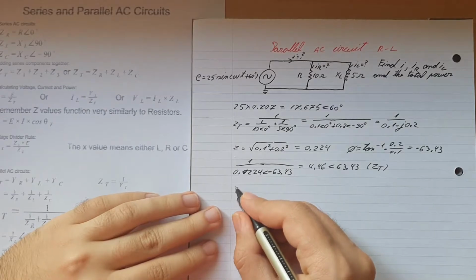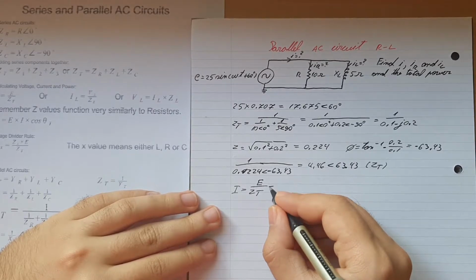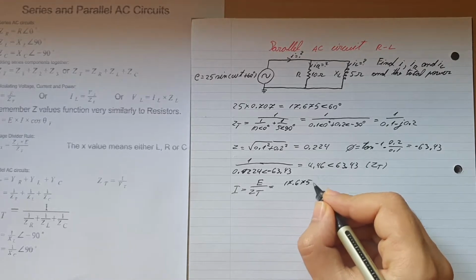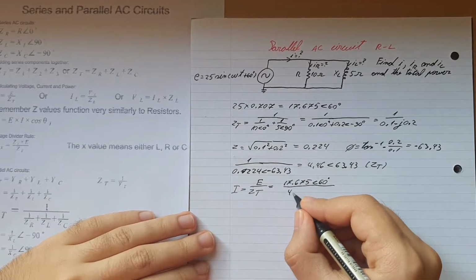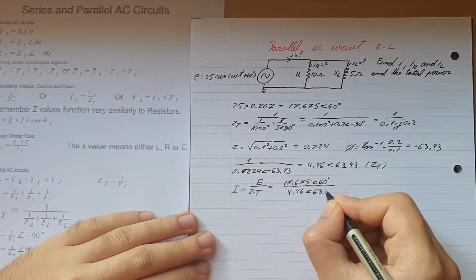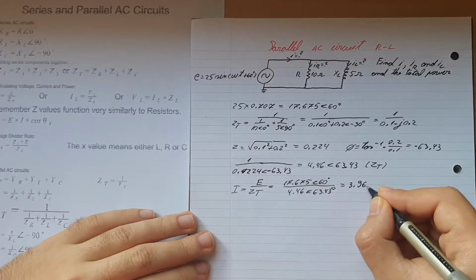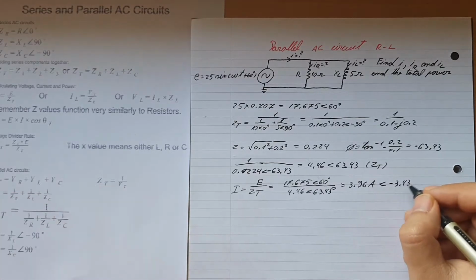Alright, so we know the total resistance and the total angle. Now we can simply calculate the total current by doing I is equal to E divided by ZT, which is equal to 17.675 at an angle of 60 degrees divided by 4.46 at an angle of 63.43 degrees. Okay, and then the answer will be 3.96 amps at an angle of minus 3.43 degrees. So this is our answer. This is our total current, and now we can calculate it separately for each component.